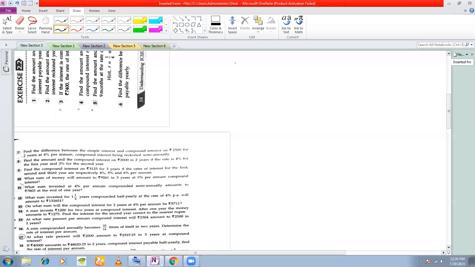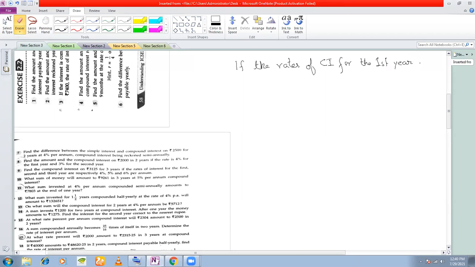So if the rates of compound interest for the first year is R1, second year is R2, third year is R3, and so on.